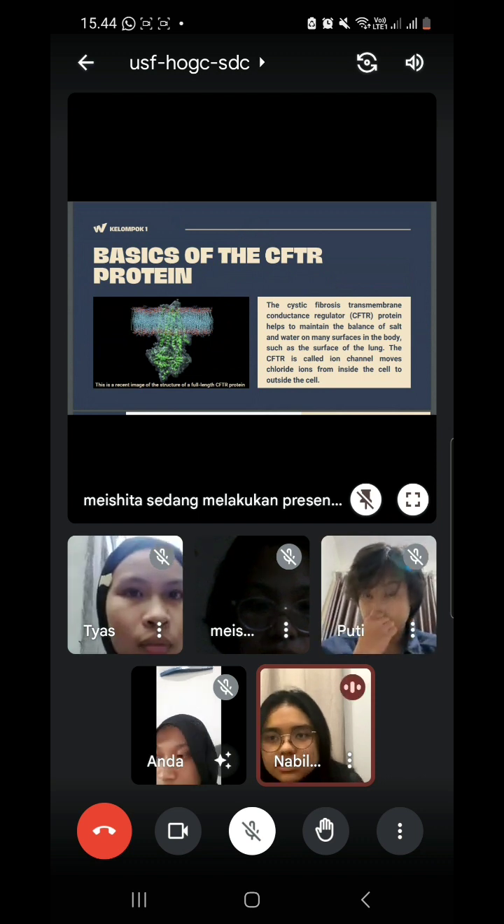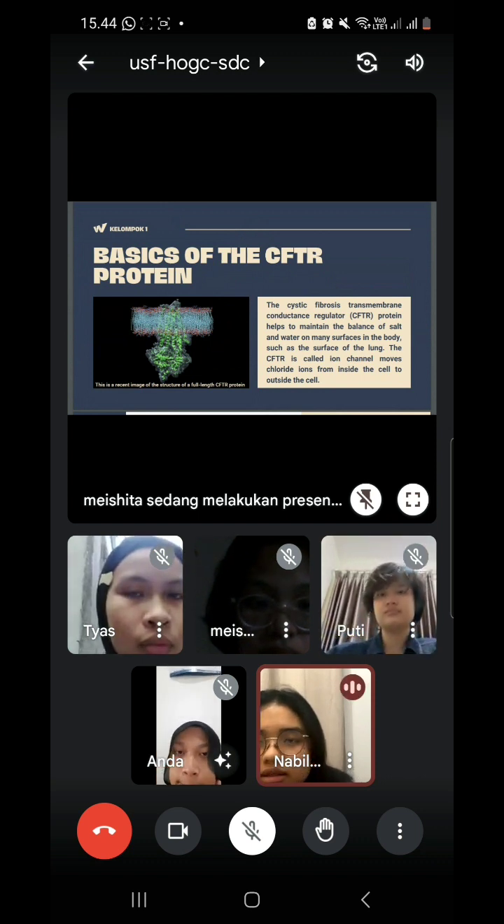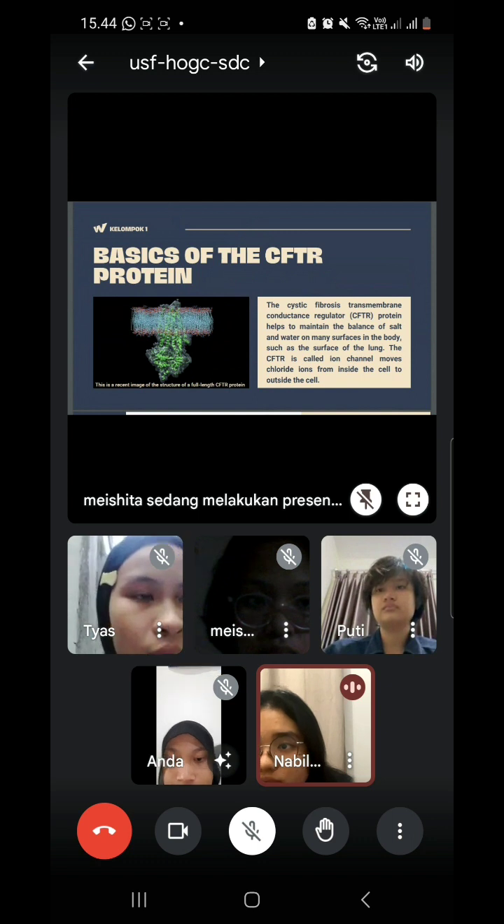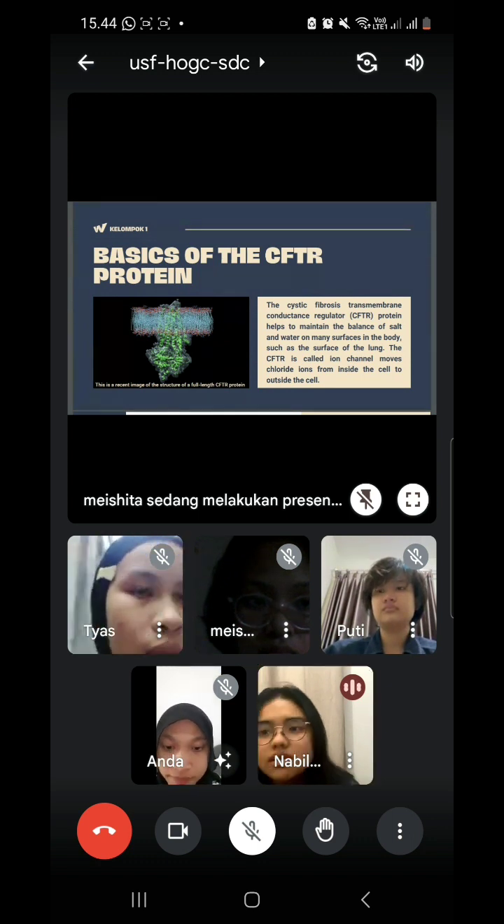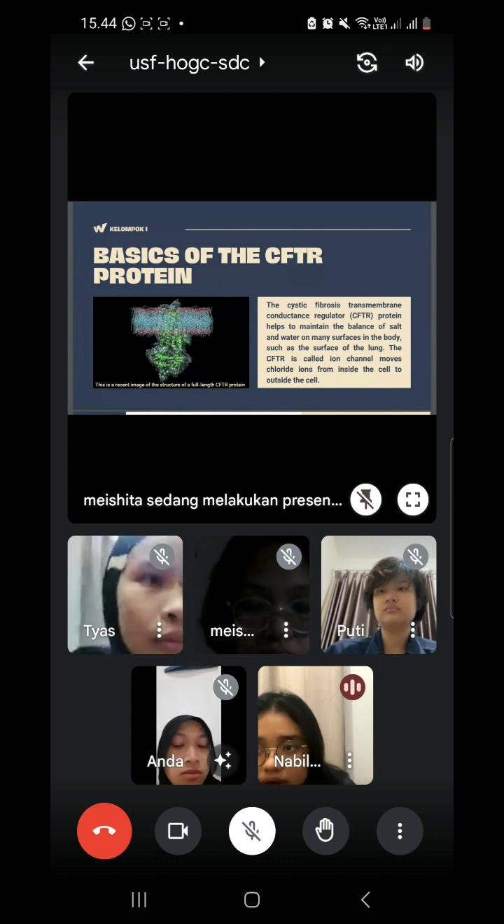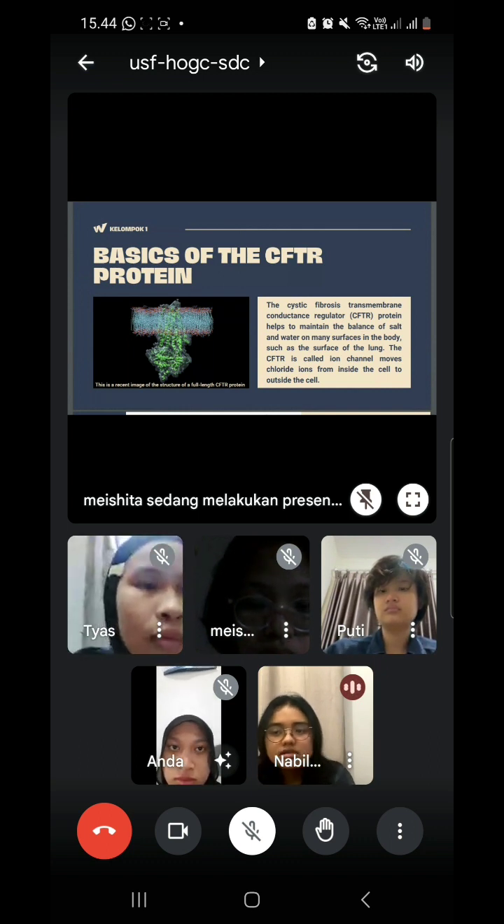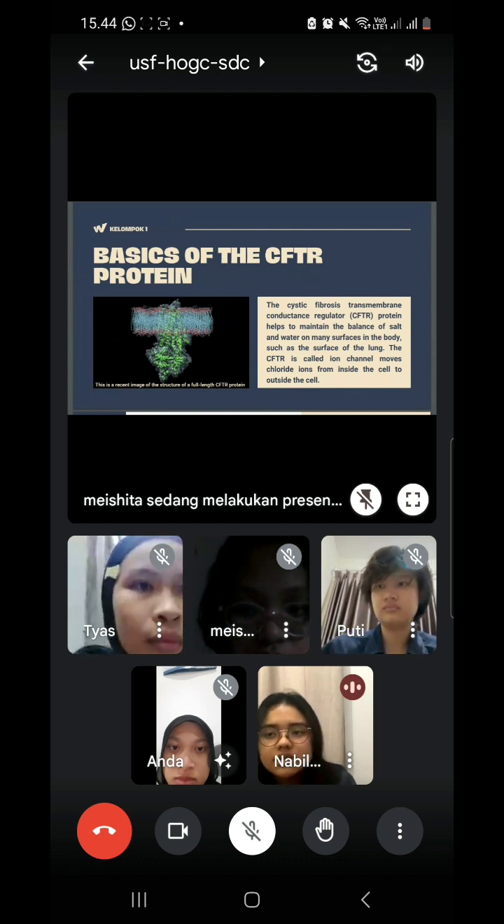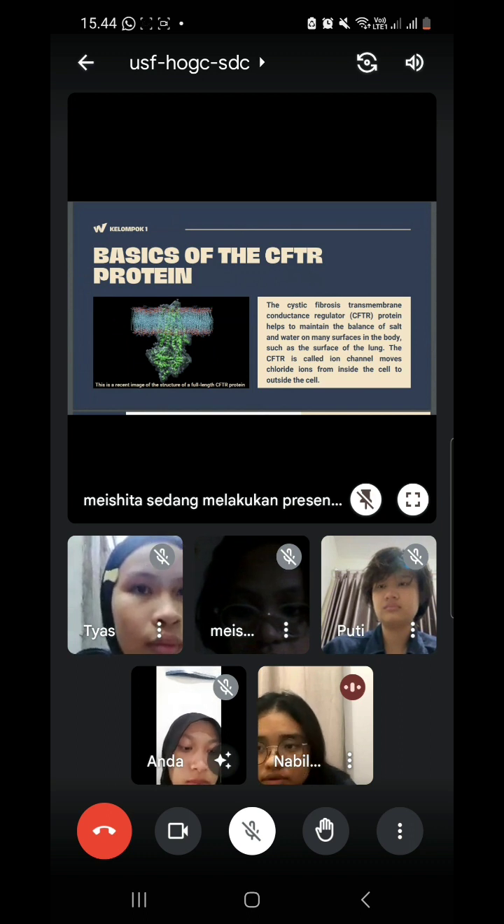Next, I will tell you about the basics of the CFTR protein. The cystic fibrosis transmembrane conductance regulator, or CFTR protein, helps to maintain the balance of salt and water on many surfaces in the body, such as the surface of the lung. The CFTR is called an ion channel, which moves chloride ions from inside the cell to outside of the cell.